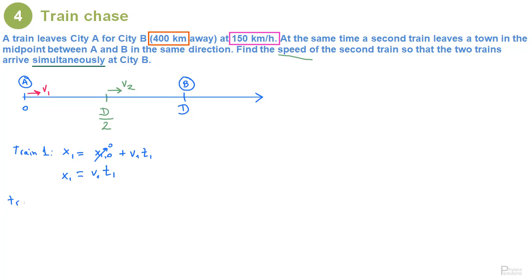For the second train, we have exactly the same equation, but now with subscript 2. So x2 is x2 0, that means the initial position of train number 2, times v2 times t2.